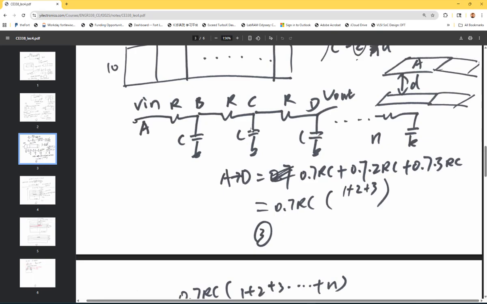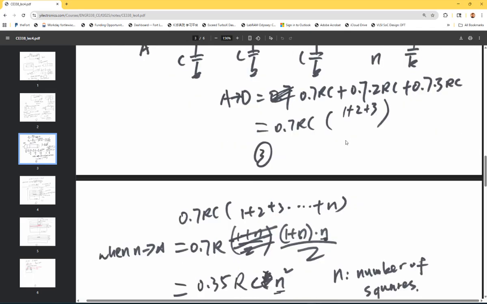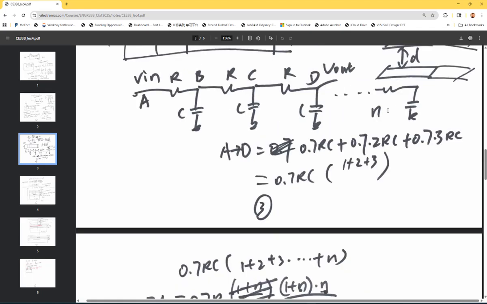For this capacitor, when we count the contribution of the time delay, this one contributes the whole thing. You have to look at the 2 resistors, because from this point to this point, it has 2 resistors. It's 2 RC. And for this one, it's 3 RC. So it becomes 0.7 RC plus 0.7 times 2 RC plus 0.7 times 3 RC. Then you factor out 0.7 RC, and eventually I'm getting 1 plus 2 plus 3 up to N, where N is how many squares you have in there.